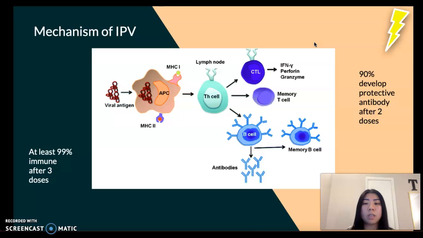So the vaccine prevents the wild poliovirus from reaching the central nervous system in people who have been vaccinated, and this prevents paralysis. Some side effects that have been reported after vaccination would be induration, pain, and erythema. As for effectiveness, 90% of people develop antibodies after 2 doses, and at least 99% are immune after 3 doses of the inactivated polio vaccine.